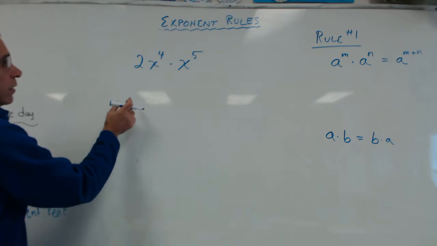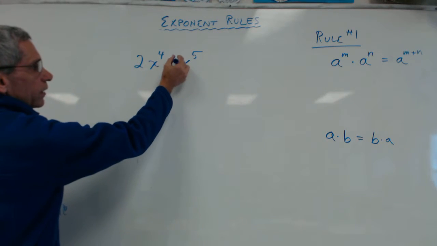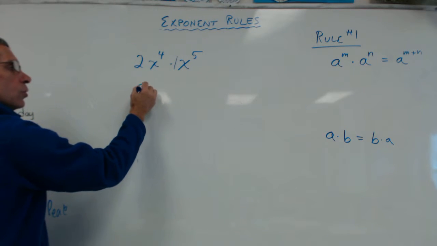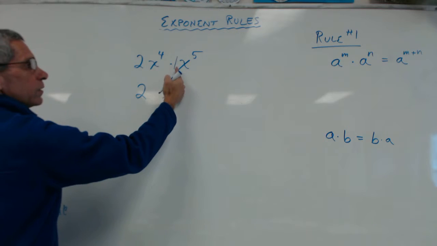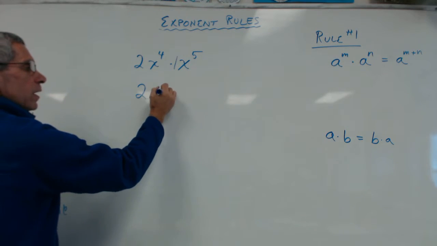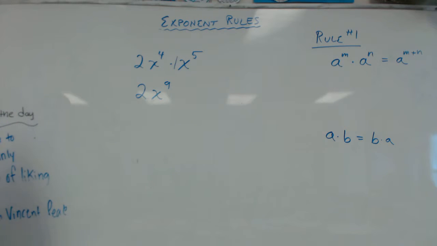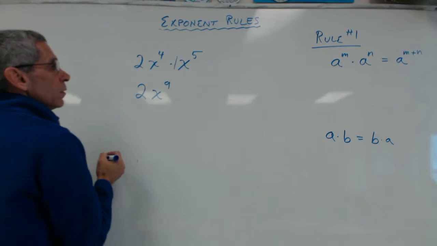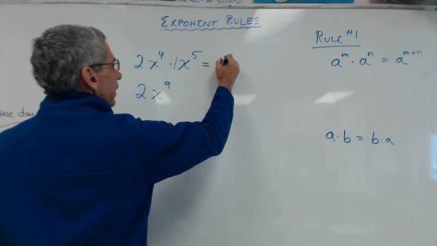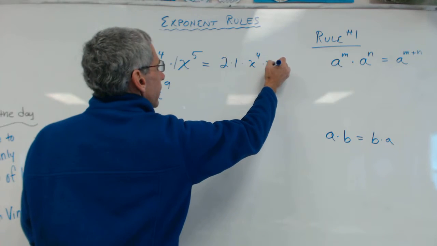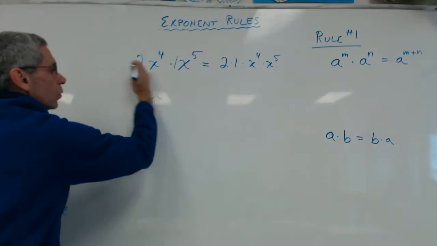So I could say, what is the number hidden here? 1. 2 times 1 is 2. x to the 4th times x to the 5th is x to the 9th. So that's pretty easy, right? That one was pretty easy. Right, so what I did in my brain is I did 2 times 1 times x to the 4th times x to the 5th.